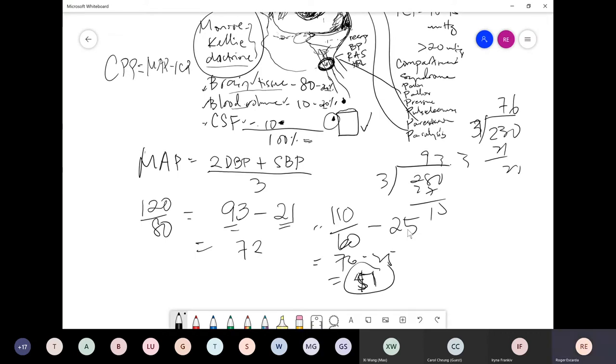So this is the reason why we wanted the stroke patient, regardless if it's ischemic or hemorrhagic stroke, to have the blood pressure stay high. We only gave labetalol or nicardipine if it reaches 180 over 110. Otherwise, we leave it alone. In fact, we're worried if the blood pressure drops. We give the patient fluids.